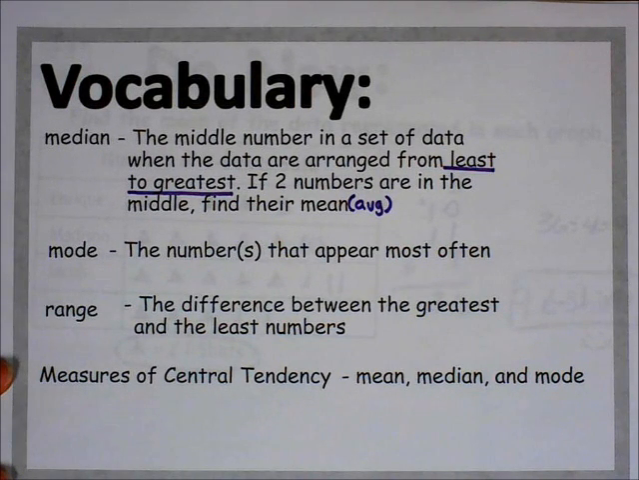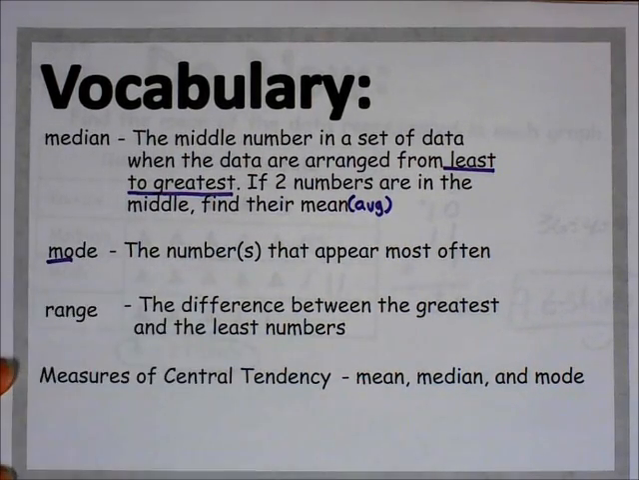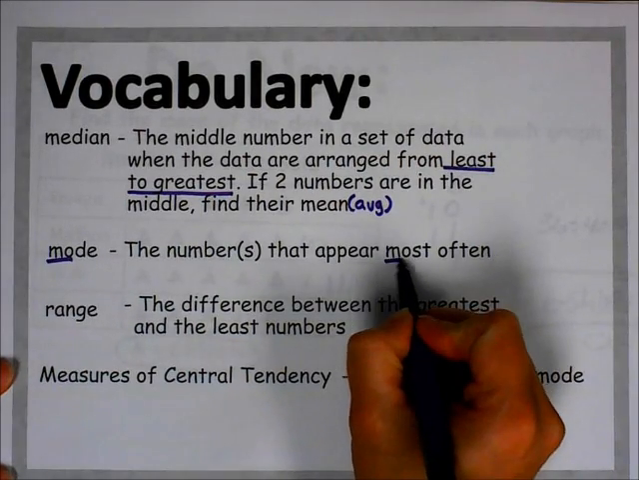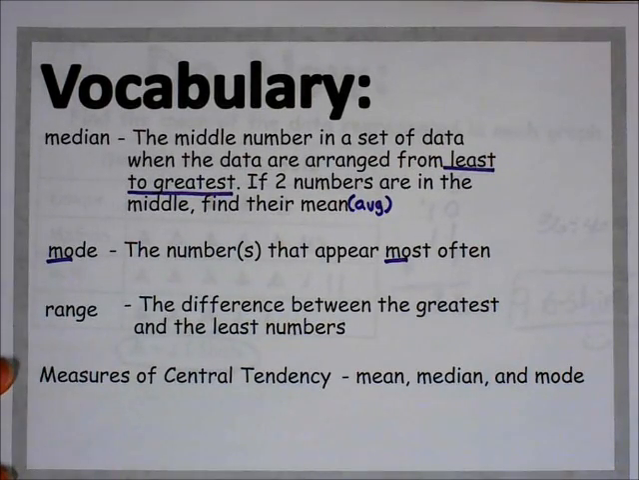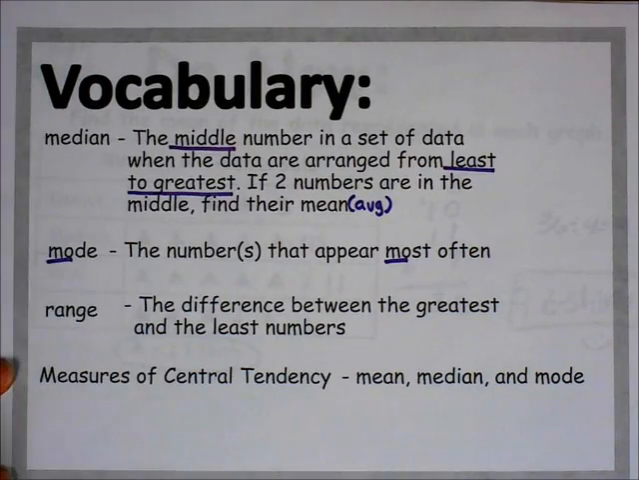Next, we have the mode. The mode is the number that appears the most often. Here's how I remember. Mode starts with MO. Most starts with MO. For median, here's how I remember: if you're driving down the road, remember that the median is in the middle.